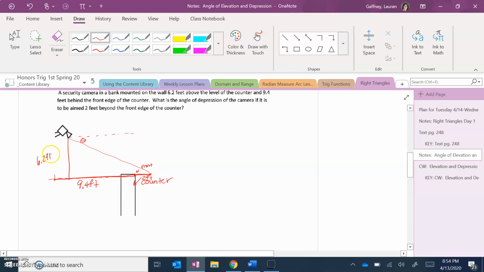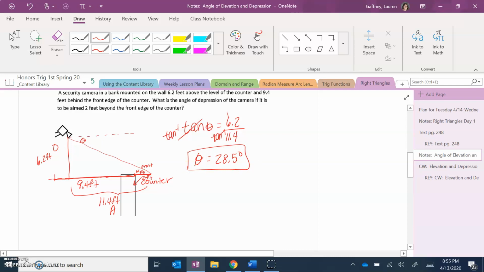Okay, so if you think about it, that's the same as this angle down here. So we need to find that angle. If you take a look, this whole bottom side of this triangle is really 11.4 feet. So we have the opposite side, so that would be tangent. So tan theta equals opposite, 6.2, over adjacent, 11.4. If we do tan inverse of both sides, we will get 28.5 degrees.